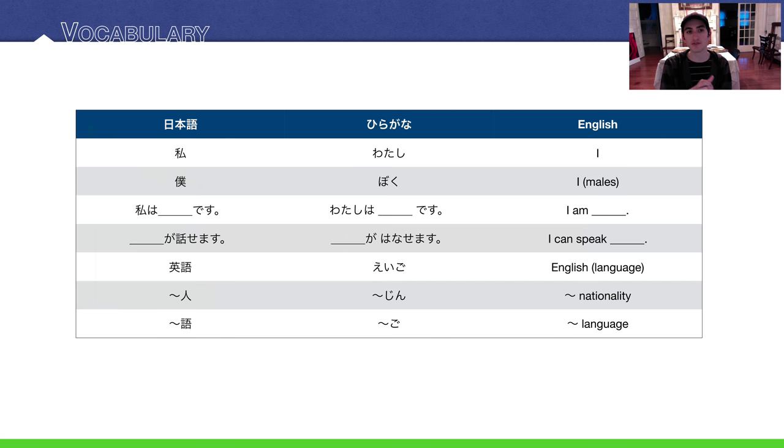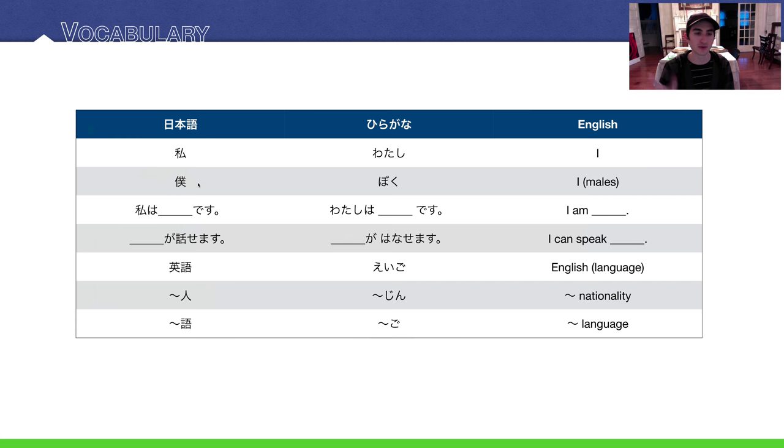And then we have vocabulary that you'll need to know for this lecture that aren't countries. Starting here, we have watashi. This is how you say it. I'm always going to present vocabulary in this form: kanji, how to say it in hiragana, and then the English translation. First we have watashi, means I, the first person pronoun I.